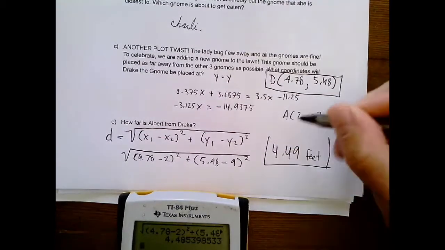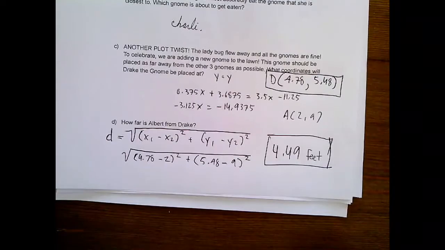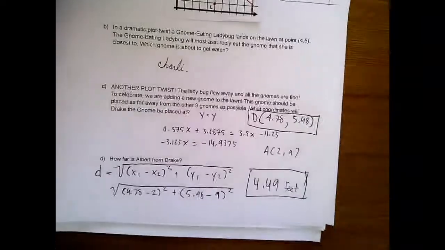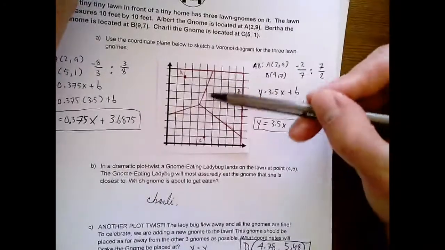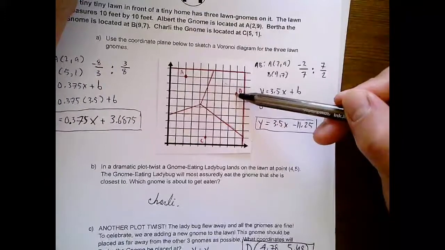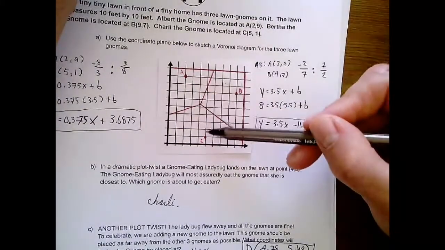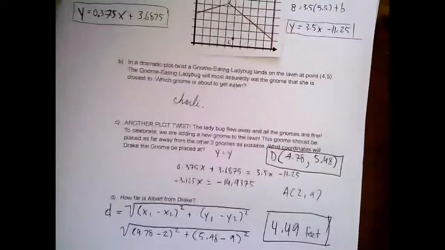And there you go. Interesting enough, real quick, so we're on the same page here. If Drake is 4.49 feet from Albert, Drake is also 4.49 feet from Bertha and 4.49 feet from Charlie, because that's how these diagrams work. Boom, pow, we did it. That was a lot. Good job.